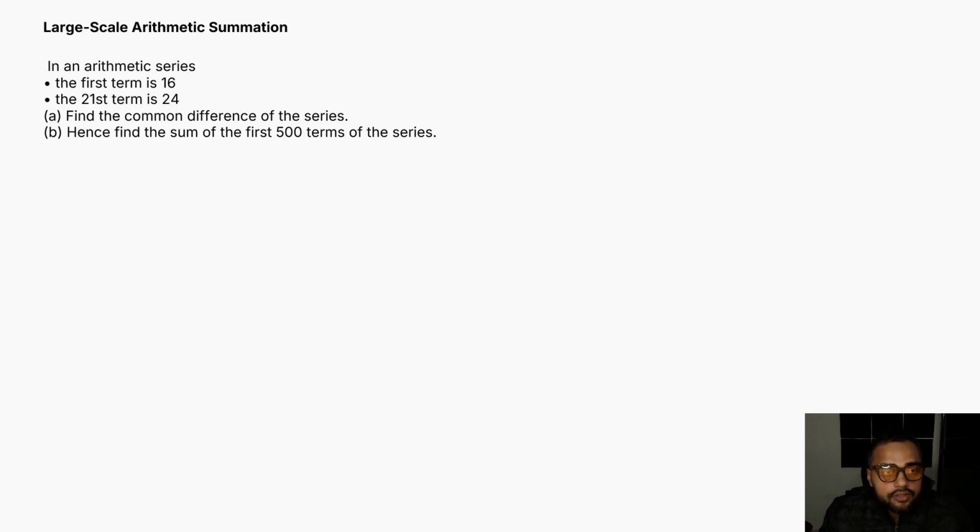In this arithmetic series, the first term is 16, and the 21st term is 24. So we know that the nth term of the arithmetic progression is given by an equals a plus n minus 1 times d. For the 21st term it will be a21 equals a plus 21 minus 1 times d.